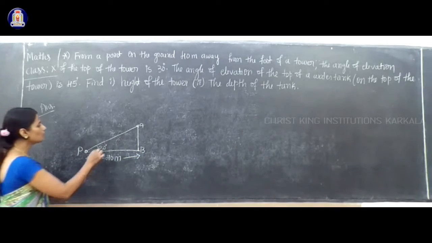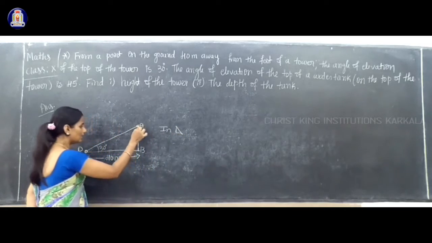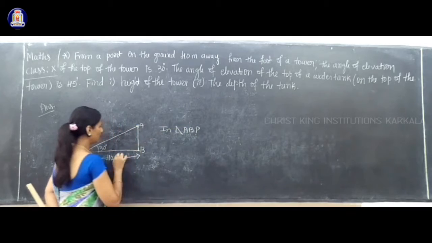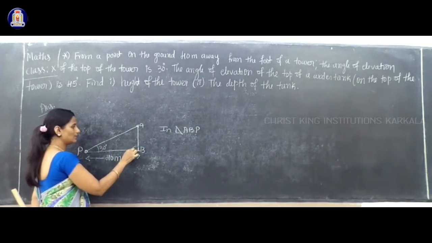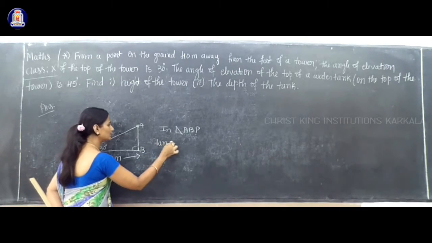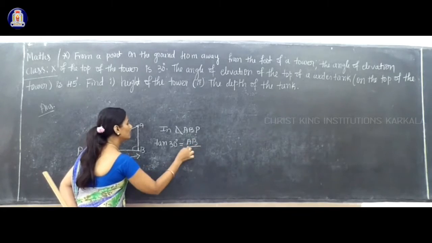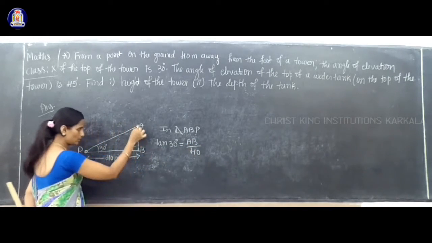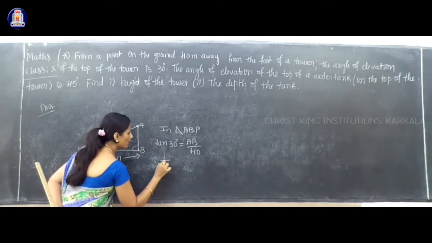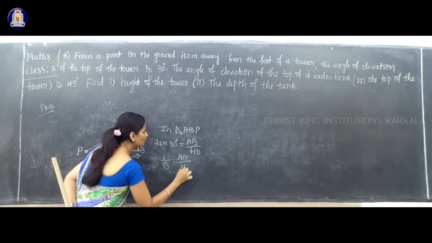Yes, you can find it. How to find this one? In the triangle. Which triangle is it? Triangle ABP. This is 90 degree, meaning opposite and adjacent sides, so use your tan theta. Tan 30 degrees equals AB divided by 40, opposite side divided by adjacent side. So tan 30 is what? 1 by root 3 is equal to AB divided by 40.